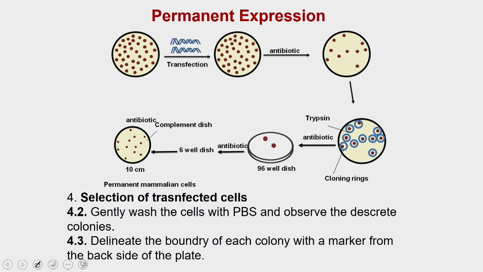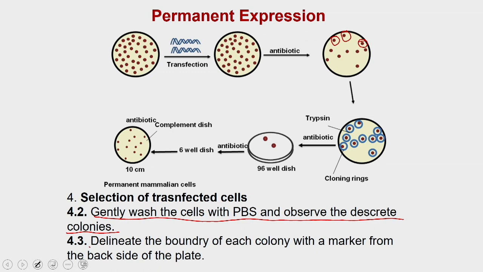In these 4 days, a lot of cells are going to die, and every day you have to gently wash the cells with PBS and observe whether you are going to have discrete colonies or not. Which means you have to continue by gently washing the cells so that all the dead and damaged cells are removed from the dish, otherwise these dead cells are also going to damage your transfected cells as well.